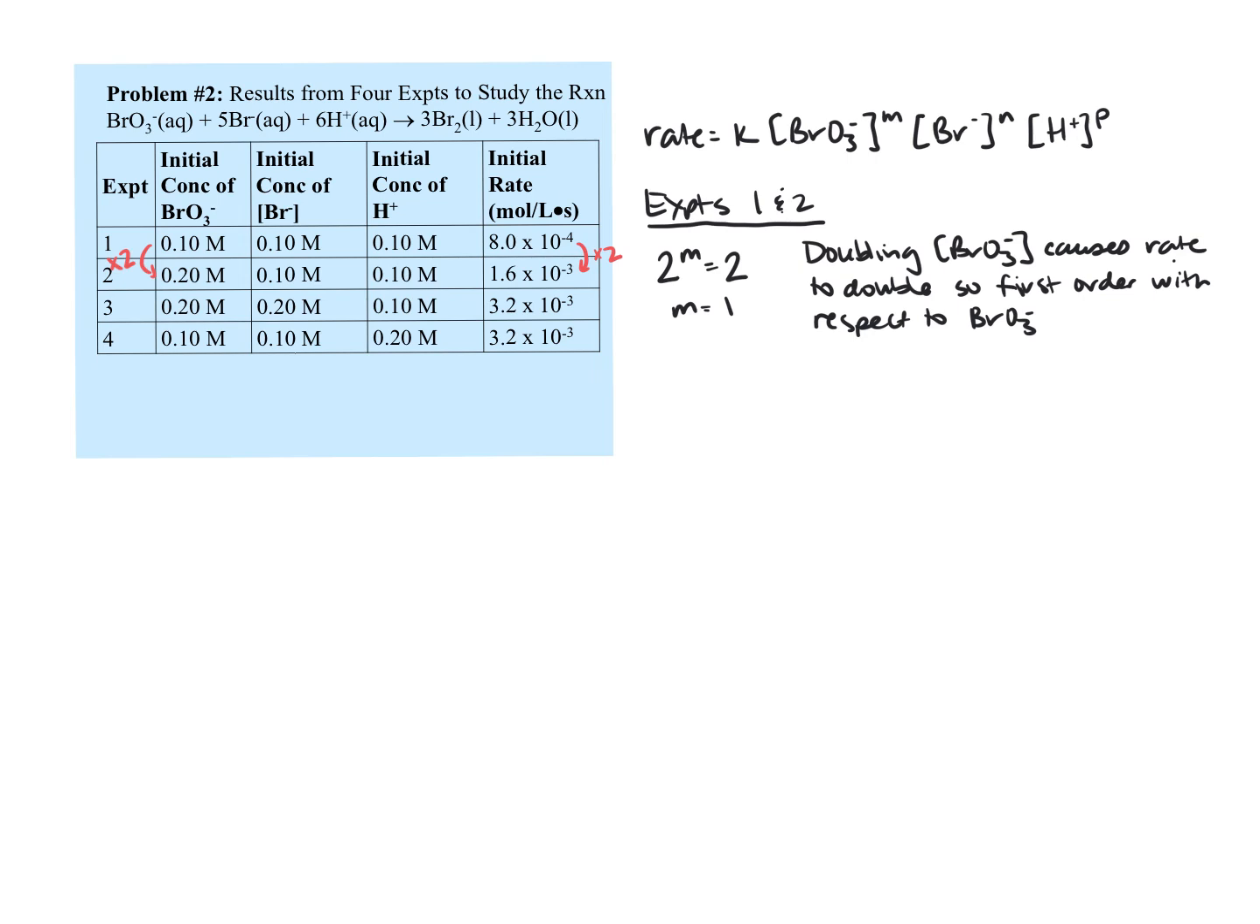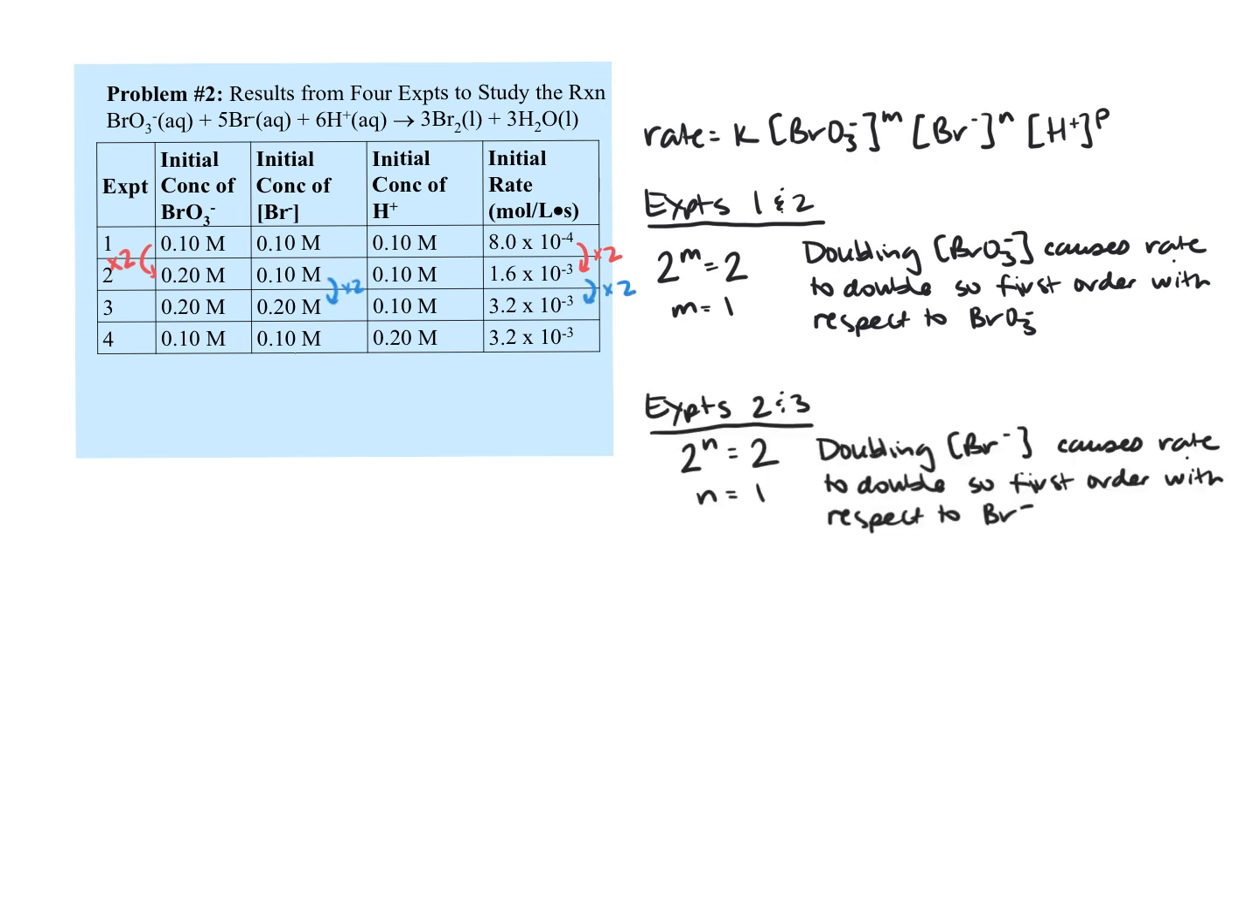All right, now let's find out what N is. So pause the video while you pick the two trials and work out the math. Once again, if you did this correctly, you would have gotten an exponent of 1. So doubling the bromide concentration causes the rate to double, so it's first order with respect to bromide. All right, and then finally, let's find out what P is. So once more, stop the video and do your thing.